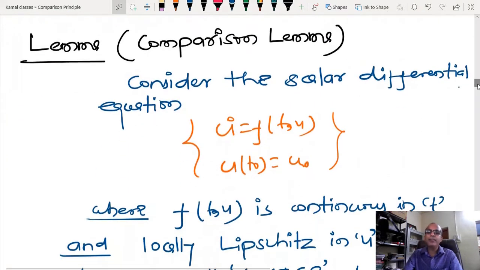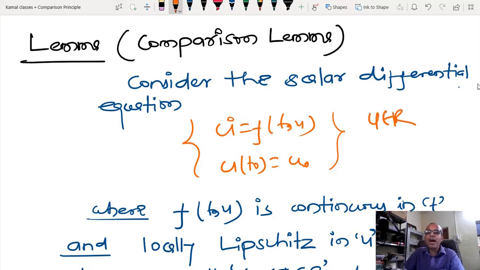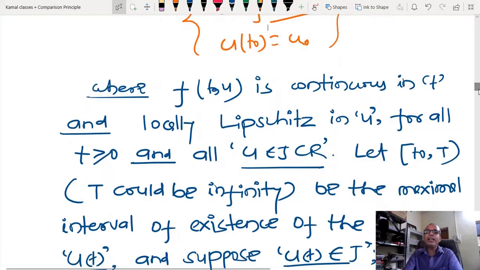Now let us come to the comparison lemma. In order to deal with the comparison lemma, I am obviously going to use the previous result for the proof. I have some kind of scalar differential equation, meaning u belongs to R, and I have an initial condition. Again, what am I going to assume? I am going to assume that this function f is piecewise continuous, or continuous, and locally Lipschitz in u for all t greater than or equal to 0, and all u in J, where J is a subset of the real numbers. So J is an interval.